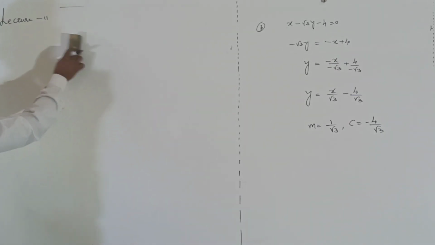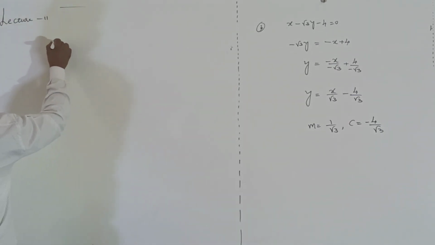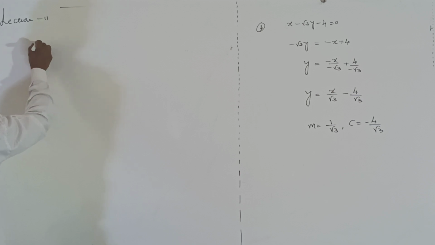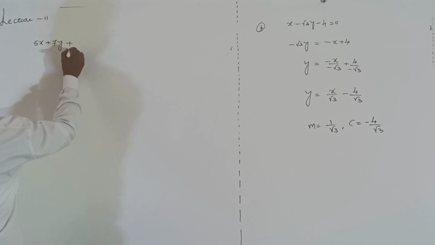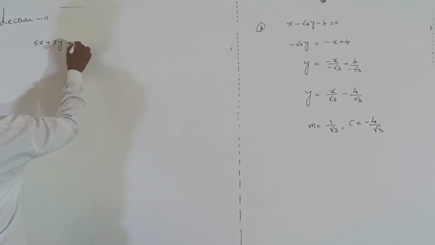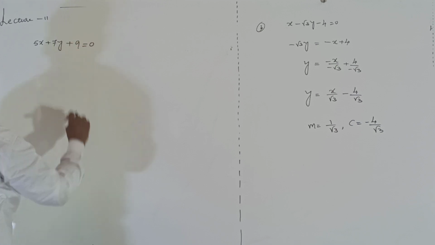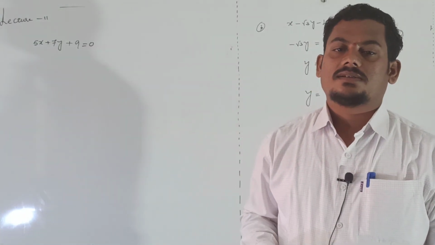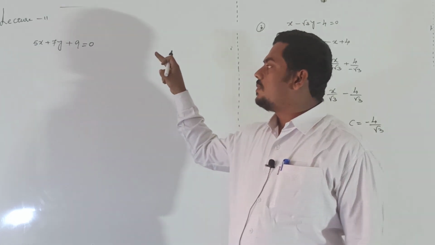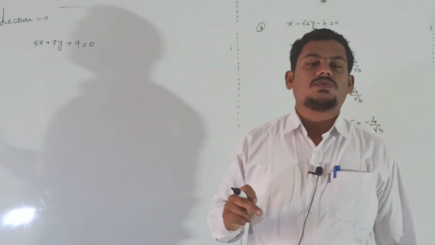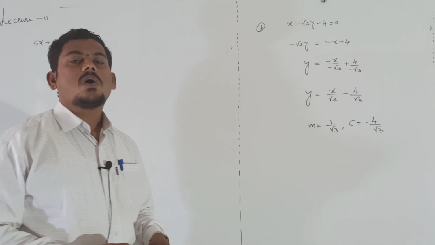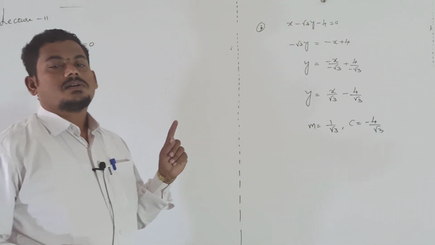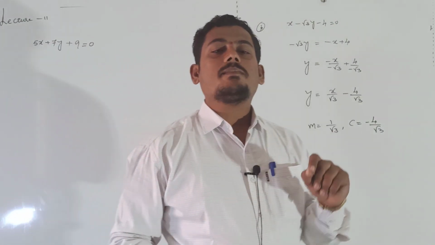Next, reduce the equation 5x plus 7y plus 9 is equal to 0 into slope intercept form. Find m and c.